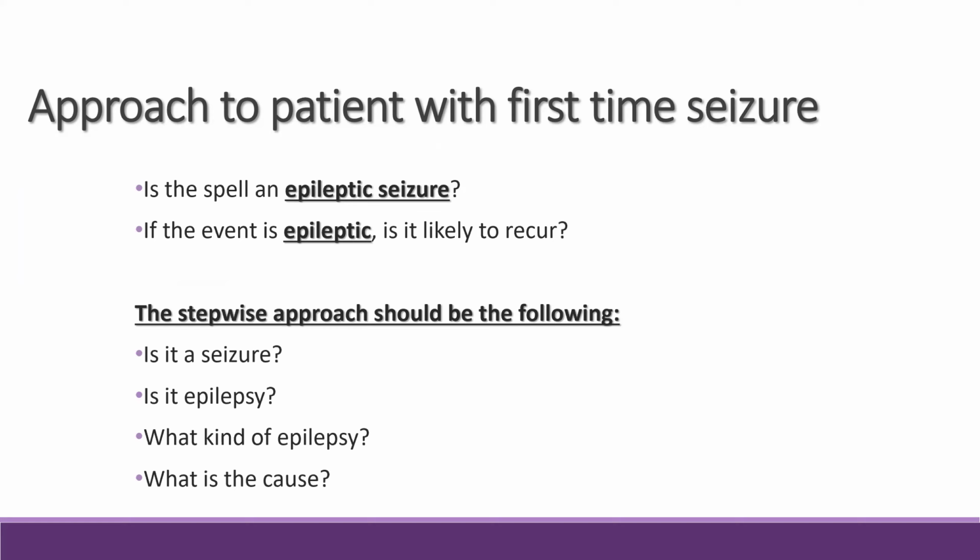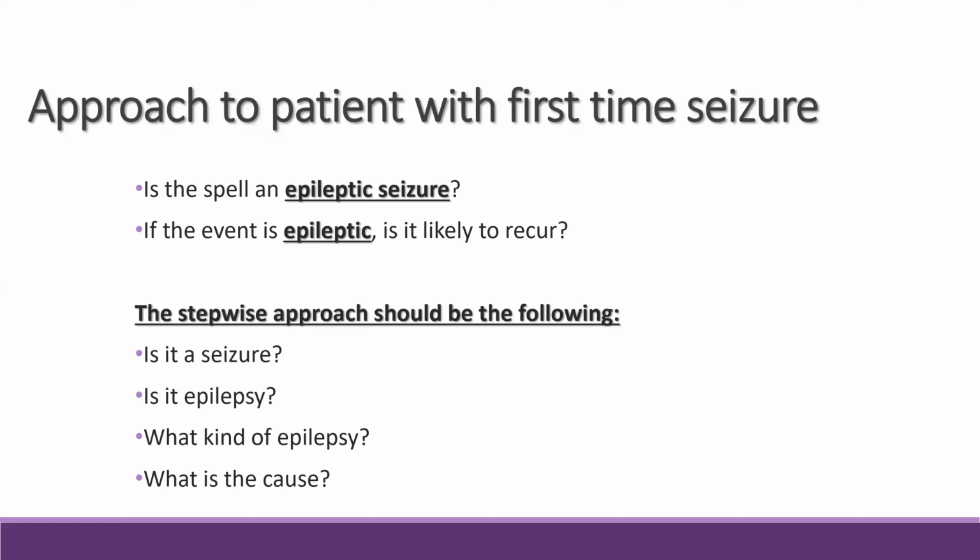If the event is epileptic, is it likely to recur? So the stepwise approach: is it a seizure or not? Is it epilepsy? What kind of epilepsy, and what is the underlying etiology? So what's the meaning of, is it really a seizure? I should ask the patient about the semiology of the event. Is there any pre-ictal phase? What is the ictal phase? What is the post-ictal phase, to differentiate it from cardiac syncope, psychogenic events, vasovagal episodes, or any other reason for this event.